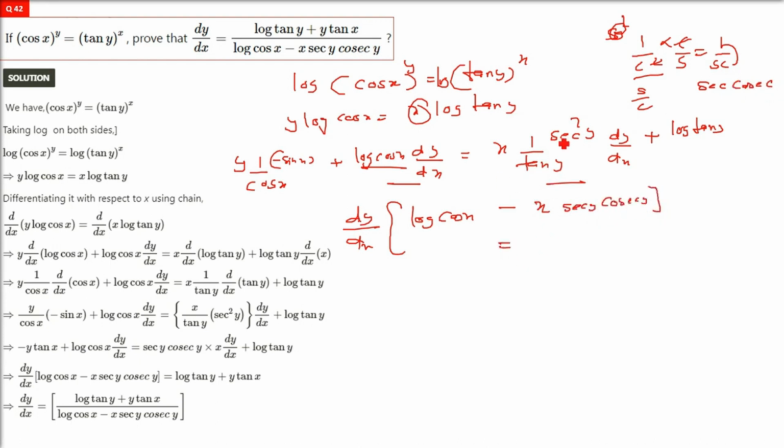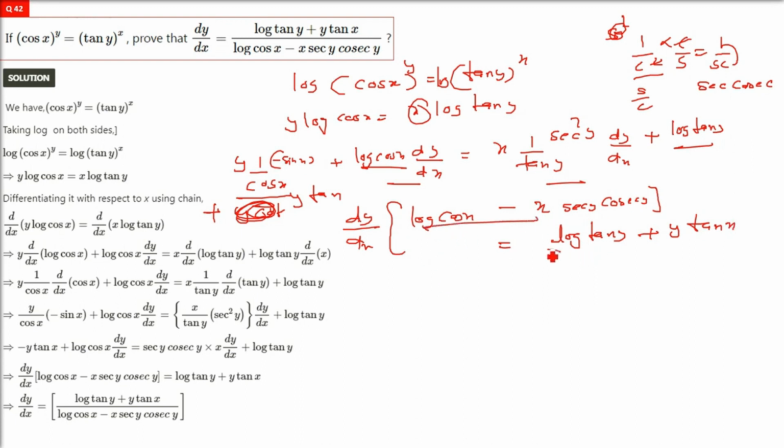What are the other terms? Log tan y here, log tan y. And since it is negative on the left hand side, let me write it here. y minus y sine by cos is tan. Sine by cos is tan. So I have to make it as y, it is tan. I'll just change it. So y tan. Since it is negative, it will go on the right hand side. It will become positive, y tan x.